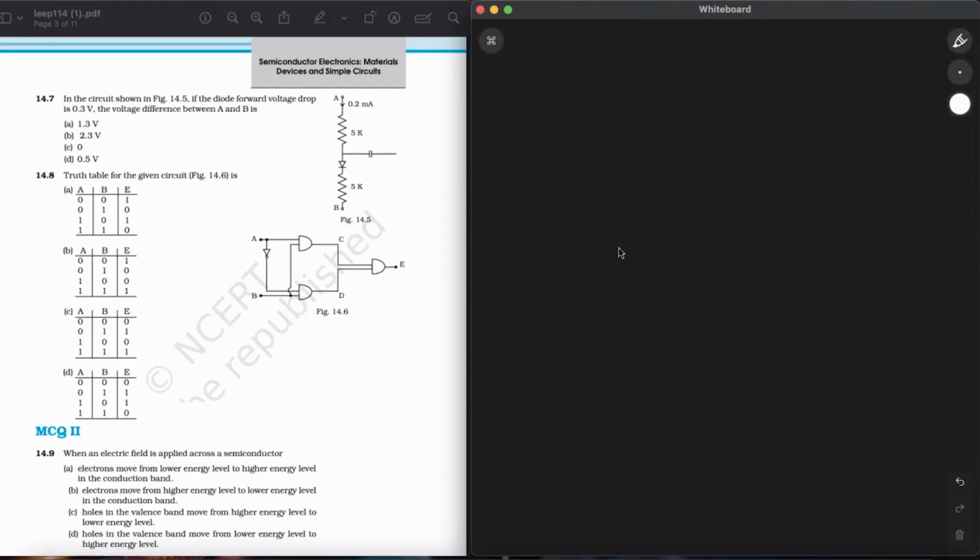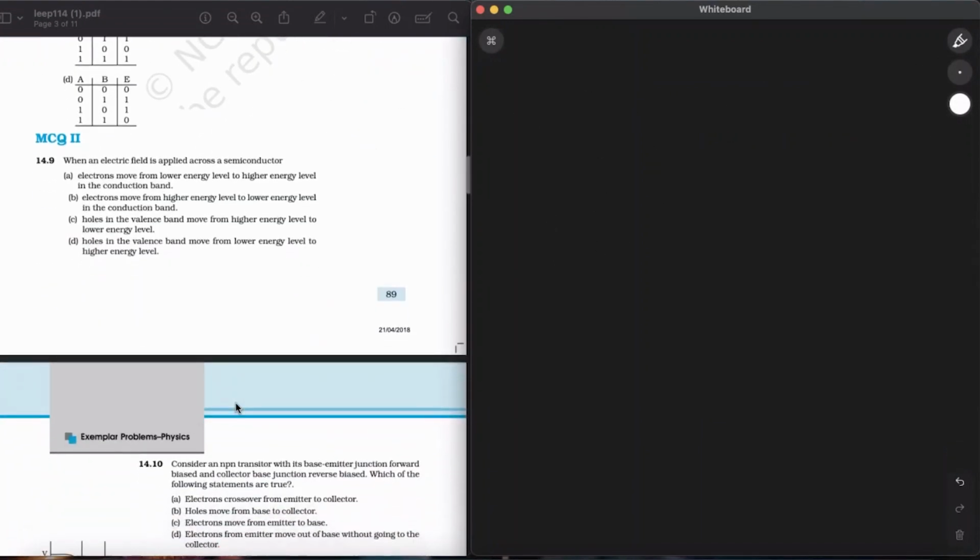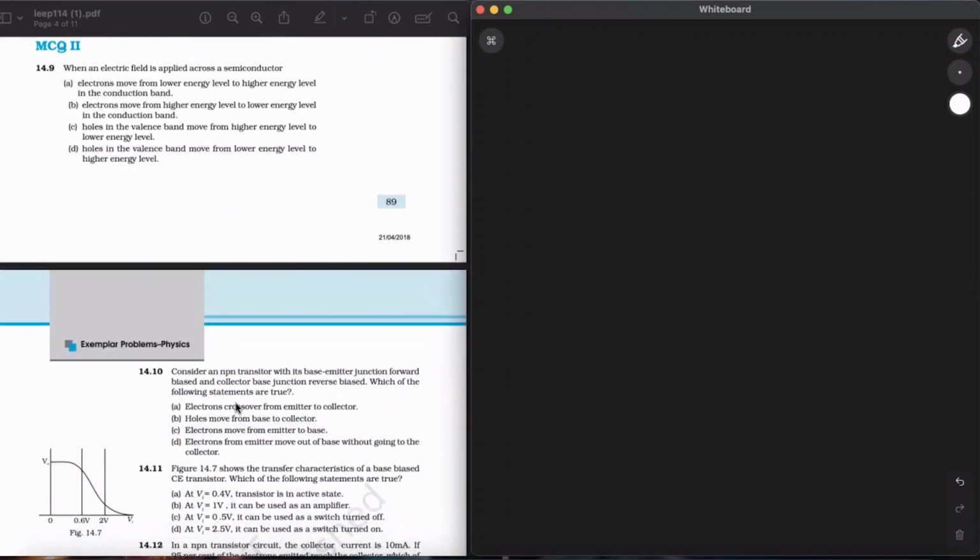When an electric field is applied across a semiconductor: option A, electrons move from lower energy level to higher energy level in the conduction band. Option B, electrons move from a higher energy level to lower energy level in the conduction band. Option C, holes in the valence band move from a higher energy level to lower energy level. Option D, holes in the valence band move from lower energy to higher energy. Okay, let's check. So option A is correct. Electrons move from lower energy level to a higher energy level in the conduction band. And since it is a multi-correct type, more options will be good.